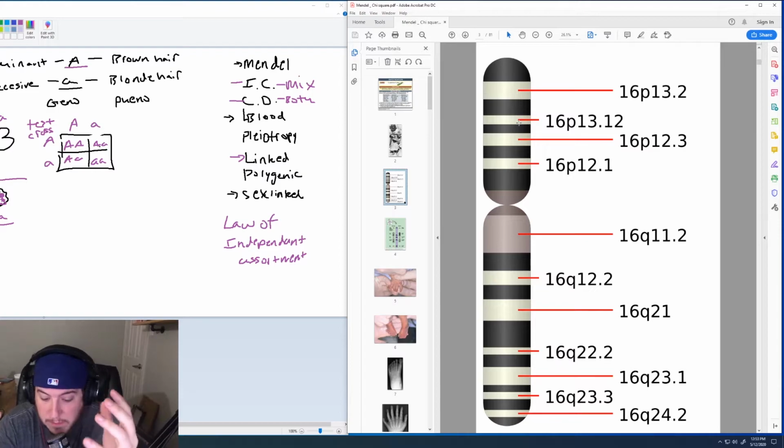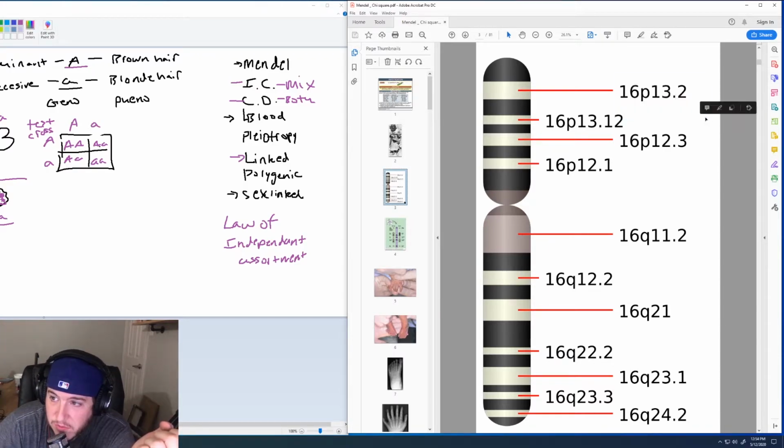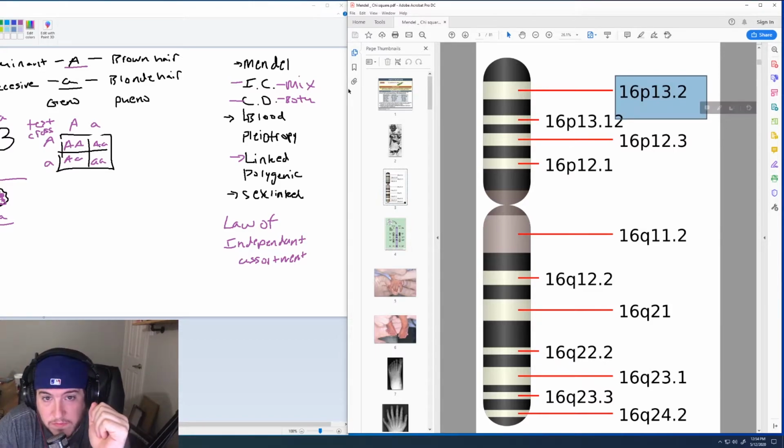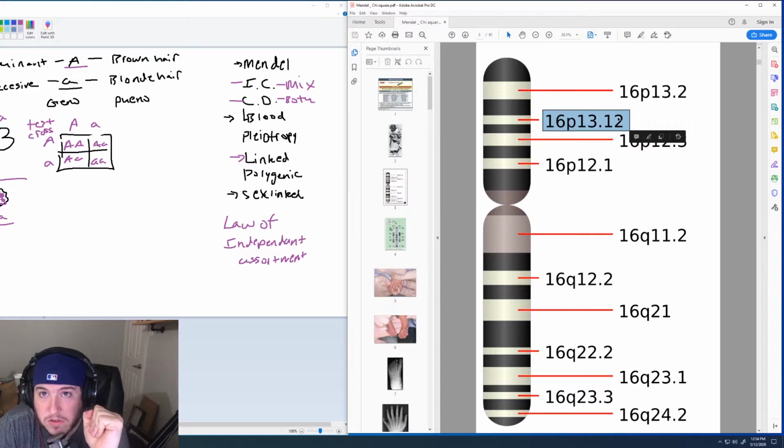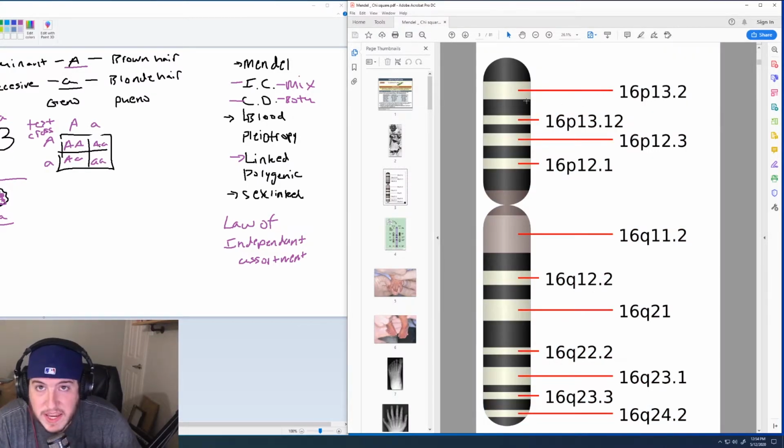Because remember, during meiosis, we get the crossing over event where these chromosomes mix up. So if two genes are really close together on a chromosome, they're more likely to show together than two genes that are really far apart on a chromosome. So for example, let's say that this gene right here is my hair color, and this gene right here is eye color. Well, because they're so close together, we can say that those genes are going to be related most of the time.